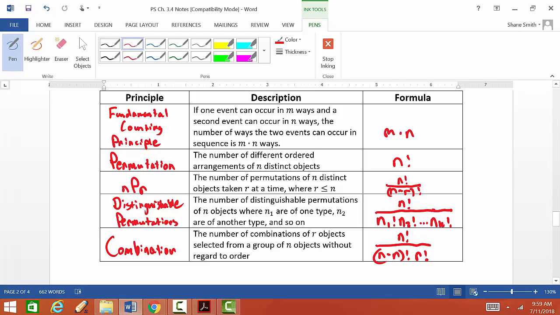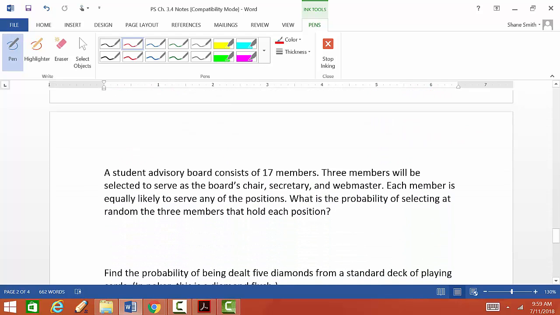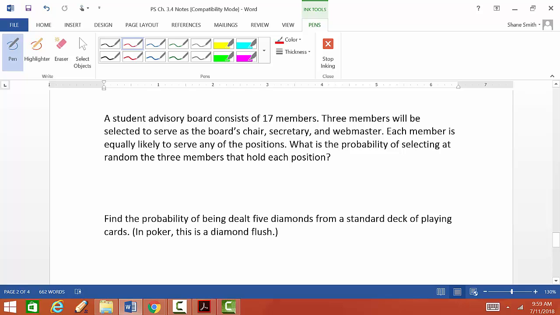And with these counting principles, you can also find probabilities. So for example, let's do a few probability problems. It says a student advisory board consists of 17 members. 3 members will be selected to serve as the board's chair, secretary, and webmaster. Each member is equally likely to serve any of the positions. What is the probability of selecting at random 3 members that hold each position?